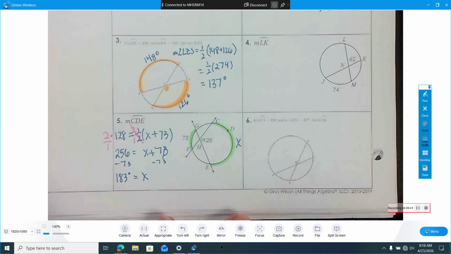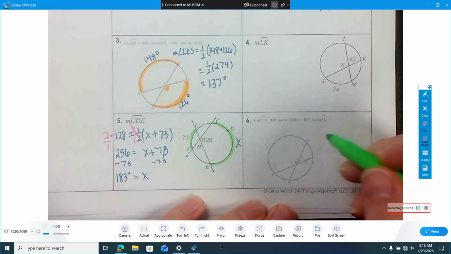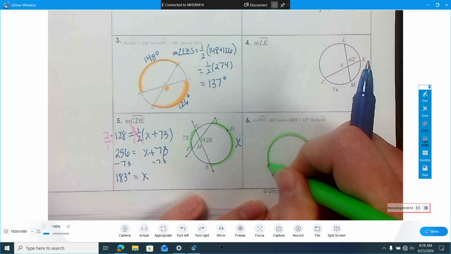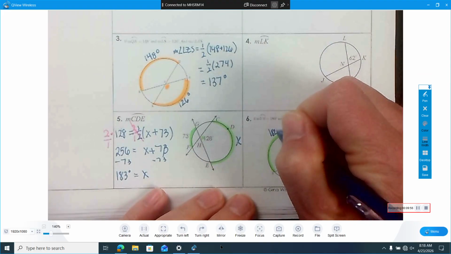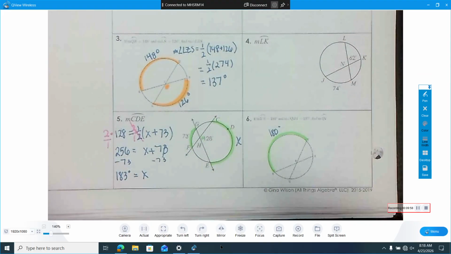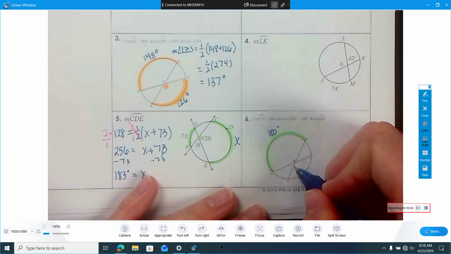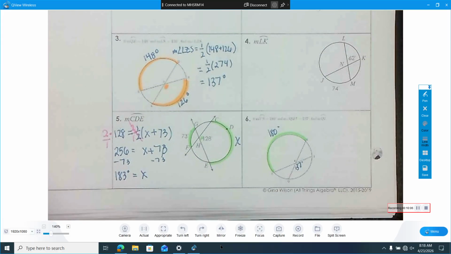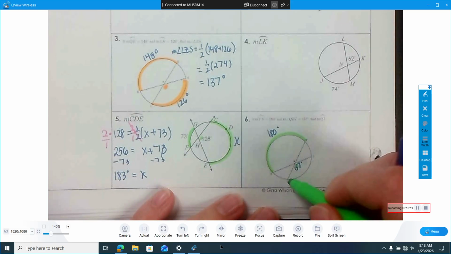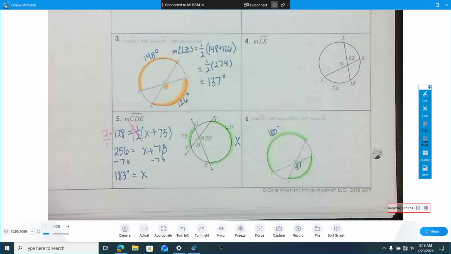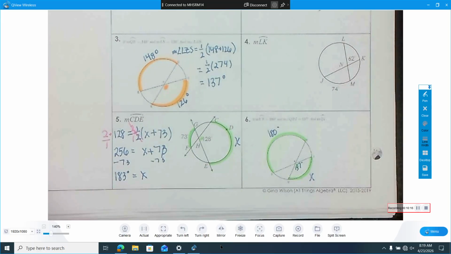Will you try number 6? Take a second and try number 6 on your own. I'm going to try and read it. Let's see, YS is this arc right here. It says it's 180 degrees. And the measure of angle QBI is 137. So that's our little angle. And then we want to find the measure of arc QI. So that's what I'm trying to find. So I'm going to call it X. Go ahead and take a minute and set that up.